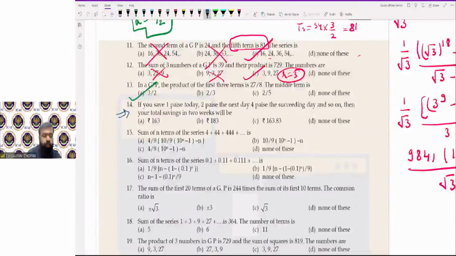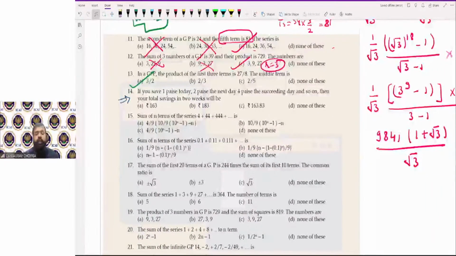क्वेश्चन नंबर 14 हमें क्या बताना चाह रहा है? If you save 1 paisa today, 2 paisa the next day, 4 paisa the succeeding day, and so on. Then your savings in 2 weeks. So 2 weeks में आपका सेविंग्स कितना हो जाएगा ये आपको बताना है. तो डेली आप क्या कर रहे हैं, कुछ सेविंग्स कर रहे हैं एंड सेविंग्स के बाद आपको अपना रिजल्ट बताना है.